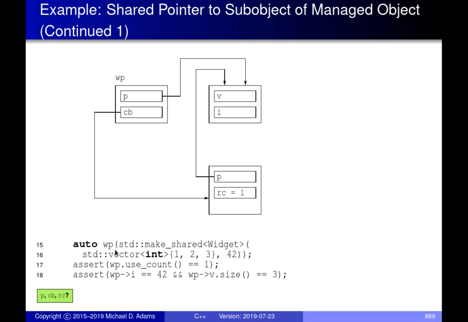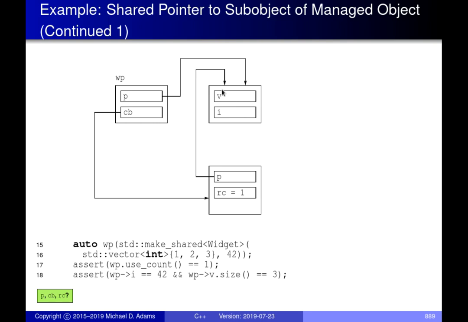So after this line is executed, we've basically constructed a shared pointer where we have a chunk of memory allocated to hold one of these widget objects, which consists of a v data member, which is a vector of int, and an i data member, which is an int. And our control block is pointing to this widget.